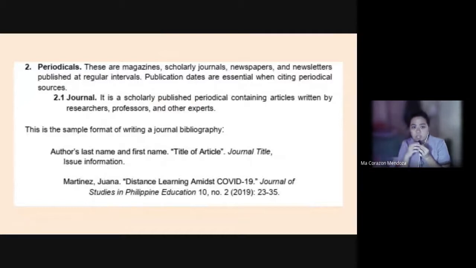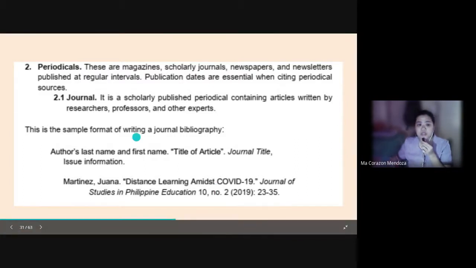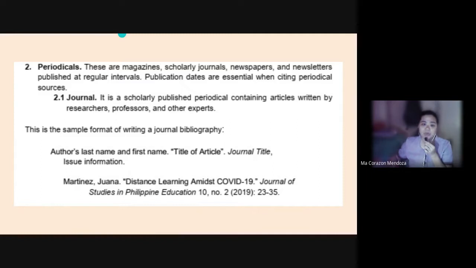Now for periodicals. Periodicals are magazines, journals, newspapers, and newsletters published at regular intervals. Publication dates are essential when citing periodical sources. So, first example is a journal. It is a scholarly published periodical containing articles written by researchers, professors, and other experts.